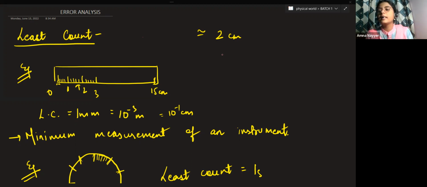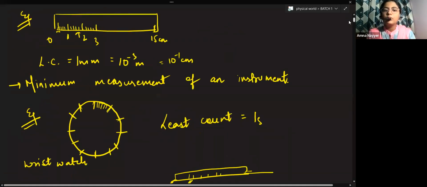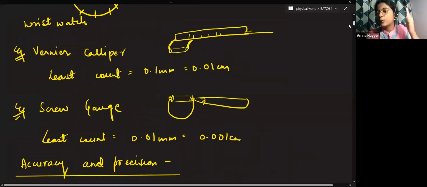Now, the first thing that is required in error analysis is the least count. Least count means the minimum value any instrument can measure. For example, if a scale has the minimum measuring value as 1 millimeter, that becomes its least count. Different instruments have different values of least count. You have to remember: vernier calipers is 0.1 millimeters and screw gauge is 0.01 millimeters.